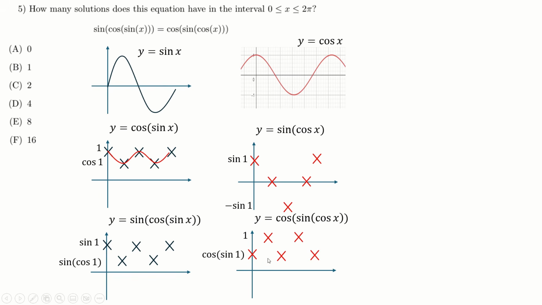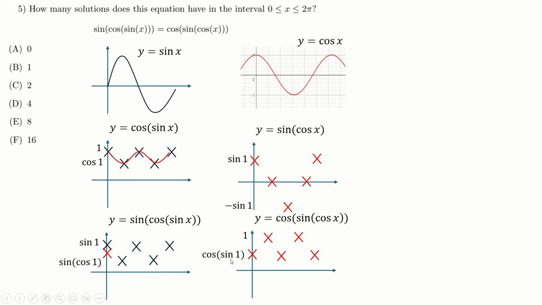Now, we just have to notice the order these values go in. 1 is bigger than sine of 1, which is bigger than cos of sine of 1, which is bigger than sine of cos 1. And we can justify that. I'll leave it to you to justify that by looking at the graphs and which direction they're rising and falling. And I think it becomes fairly clear that this is going to happen.